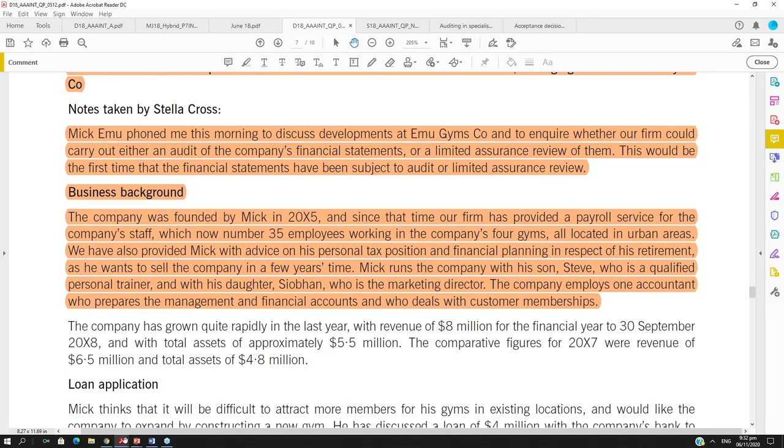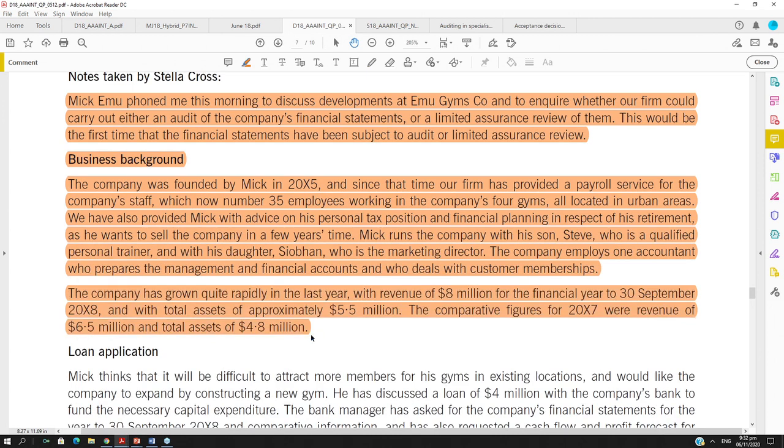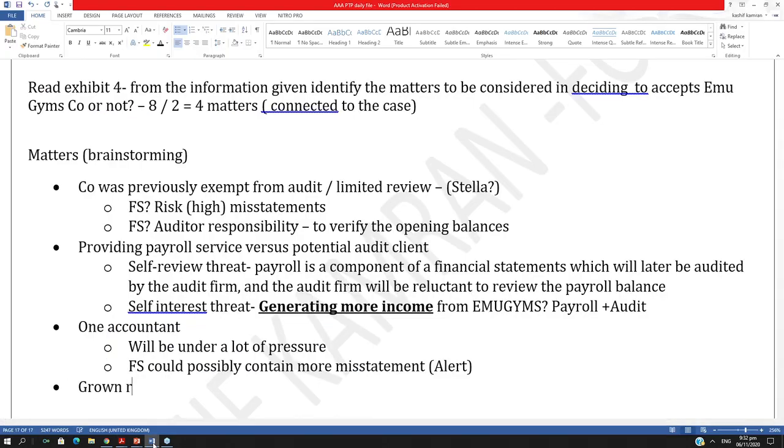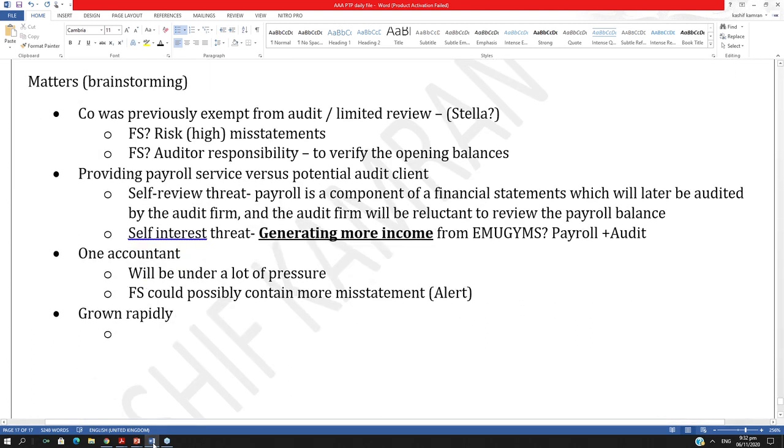Okay, the next para. The company has grown quite rapidly and the revenue was 8 million and the total assets is 5.5 million. Okay. The comparative figures were revenue was 6.5 million and the total assets was 4.8 million. So has the company grown rapidly over the last few years? Grown rapidly? And do you believe a rapid growth can be an indicator of creative accounting? How much sales have increased over the last year? Can anyone find the percentage? How much sales have increased from last year?